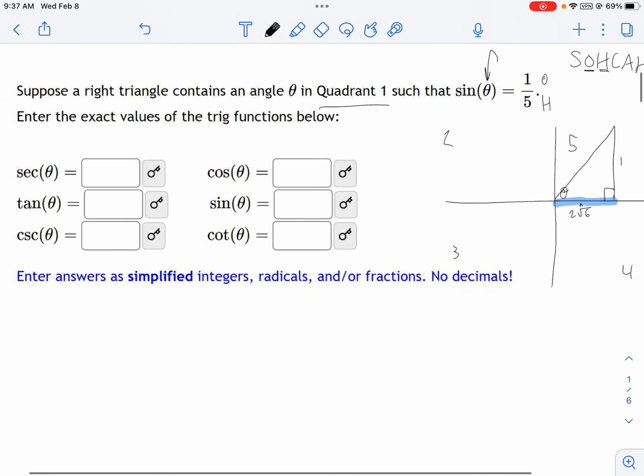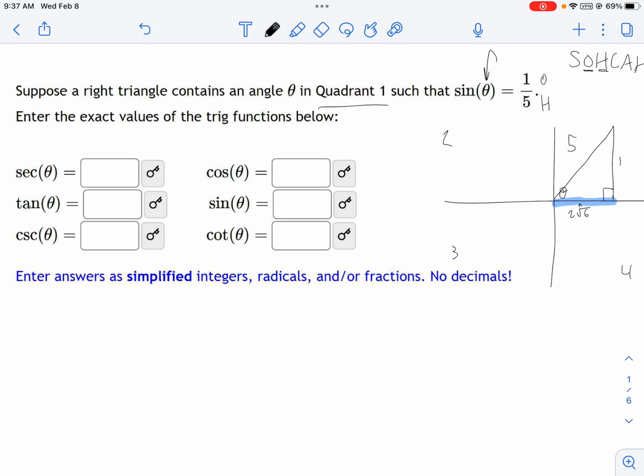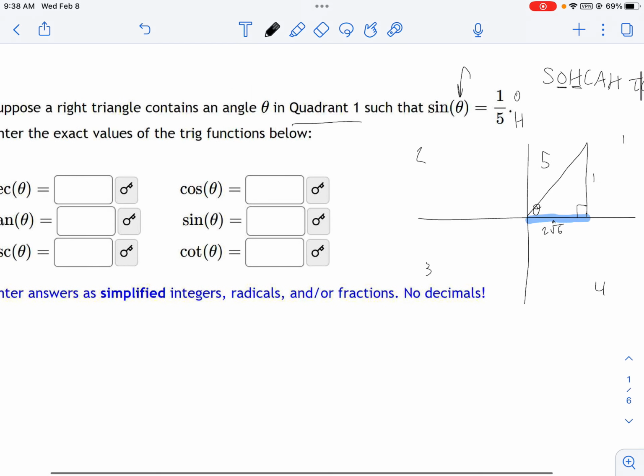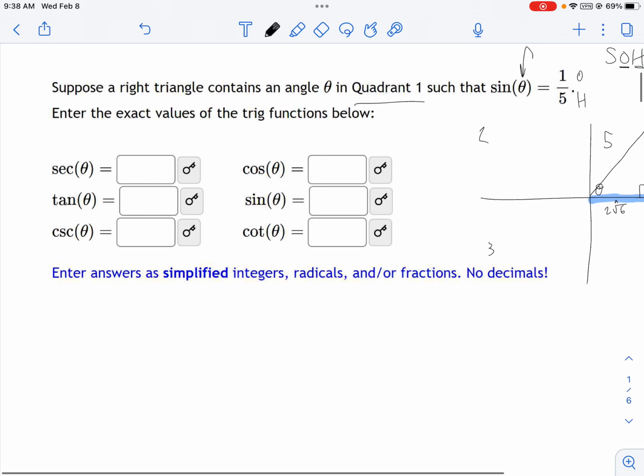Now that you have the side, you can just finish it up. For sine, we have 1/5. That was literally given to us, don't miss it. Here's your sine is 1/5.